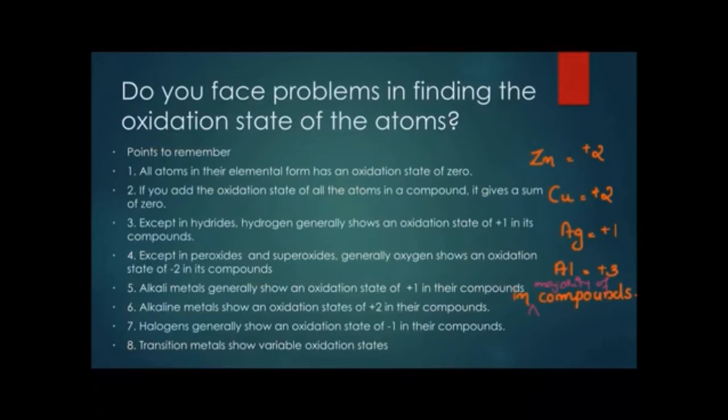Halogens such as fluorine, chlorine, bromine, iodine, they generally show an oxidation state of -1. Transition metals show different oxidation states. Zinc, copper, in most of the compounds, their oxidation state is +2. Silver also, in most of the compounds, it will be +1. For aluminium, it is +3 in the majority of the compounds. There are exceptions also.